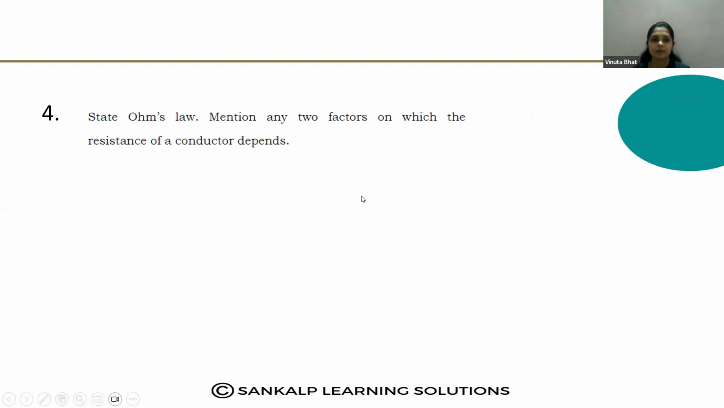Next question. State Ohm's law. Mention any two factors on which the resistance of a conductor depends. State Ohm's law and any two factors on which the resistance of the conductor depends.